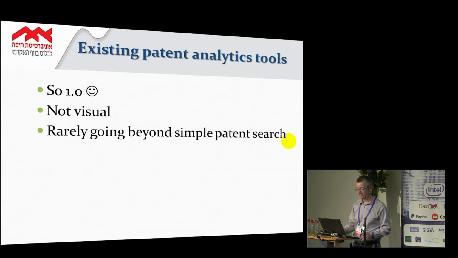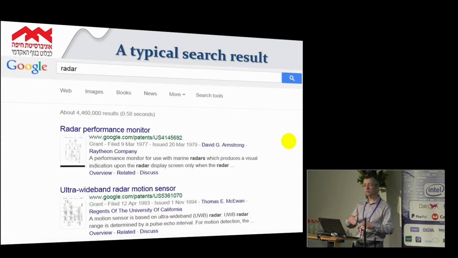They just don't really go beyond some type of simple search. Here is an example, okay? I want to figure out what's going on in the area of radars in the world. How do I do that? So I type radar, you have Google patent search, right? It's not just regular search, it's specific search for patents. You end up with, if you see it well here, 4 million hits.